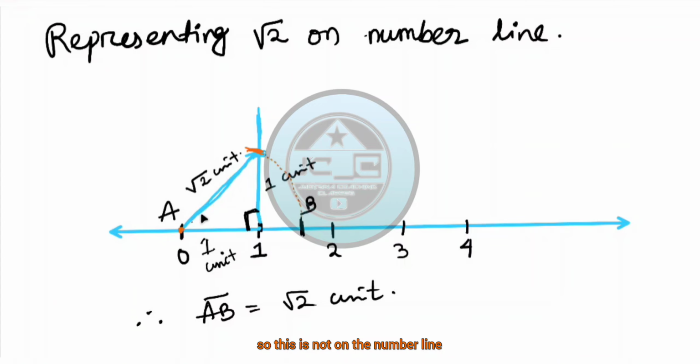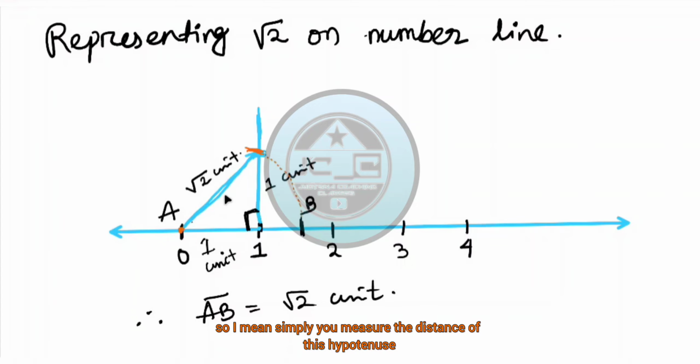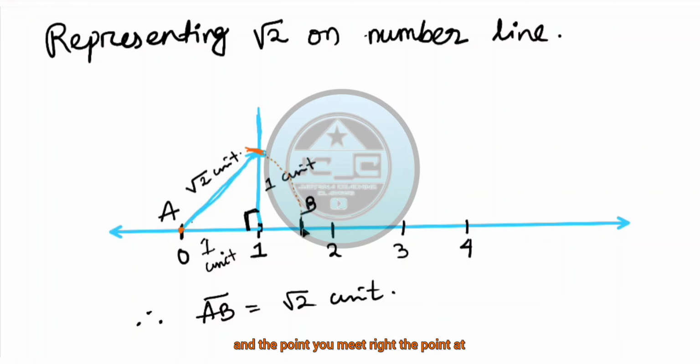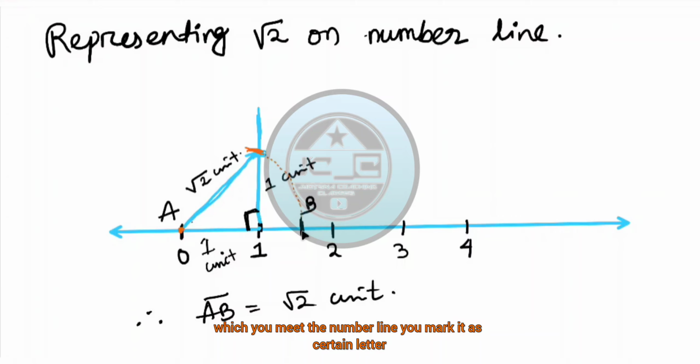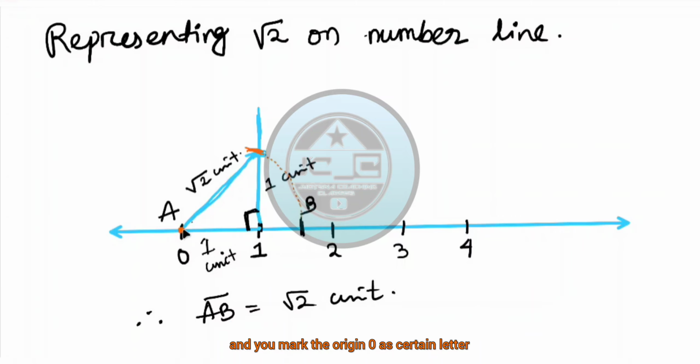So this is not on the number line. So you simply measure the distance of this hypotenuse and extend the arc like this towards the number line, and the point where you meet the number line, you mark it as a certain letter, and you mark the origin 0 as a certain letter, and you would have a distance AB, and that distance will be √2 unit. I hope you understand it well, or else if you have any doubts in this number, then you can comment below in the comment section.